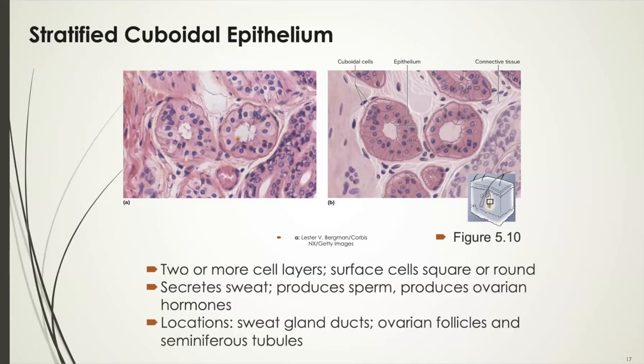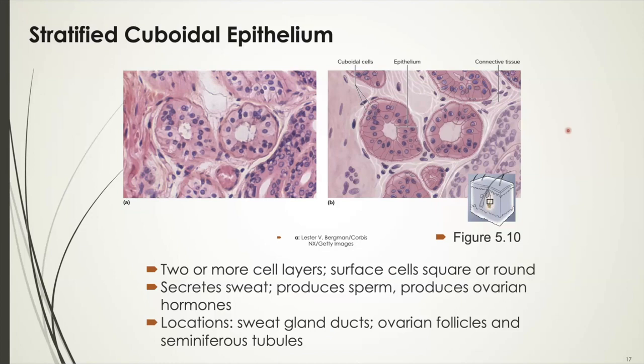As you can see here, it's got more than one layer of those epithelial cells. I like to look at this one because they draw it out nicely. These are the epithelial cells, and they are cuboidal, but you can see they open up into a lumen where they are going to secrete something. Very specifically, they could secrete sweat, produce sperm, or produce ovarian hormones. Where are you going to find these? You're going to find them in sweat glands, ovarian follicles, and the seminiferous tubules.